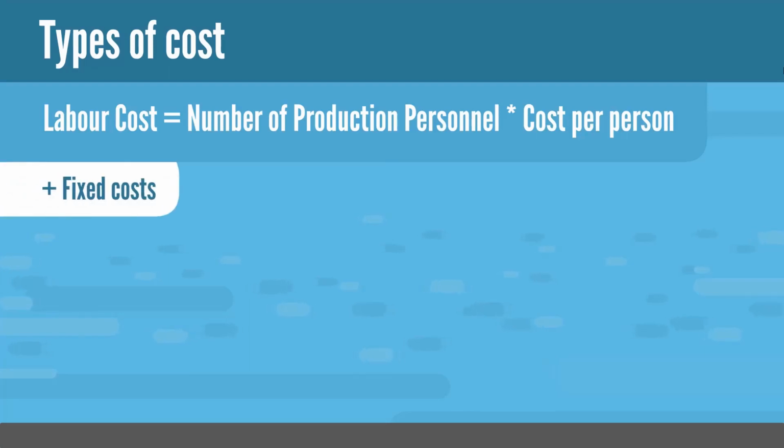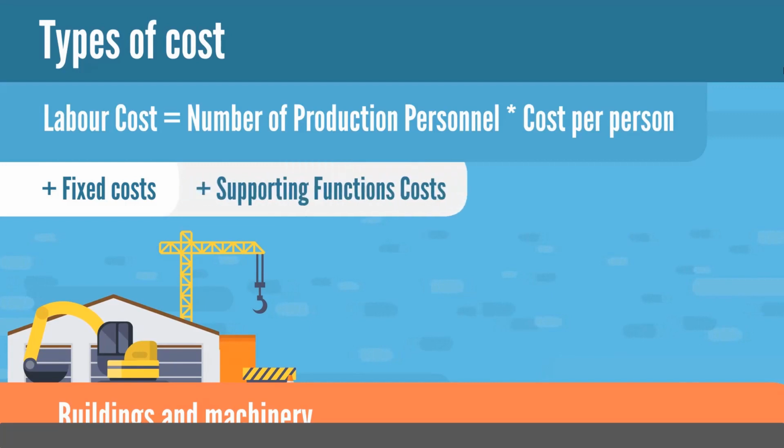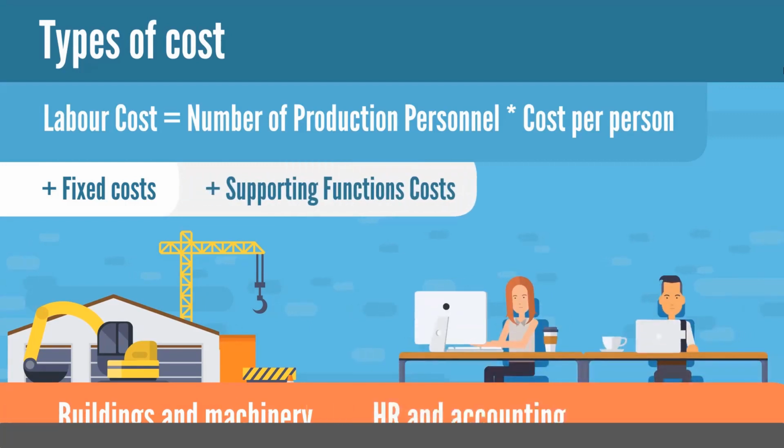Such costs are depreciation of buildings and machinery, and we will also take into account the costs for our supporting functions. For example, these are departments like HR and accounting. This is personnel that is not directly involved in production, but is necessary to support the production process. Examples are finance, HR, the management team, engineers, and so on.